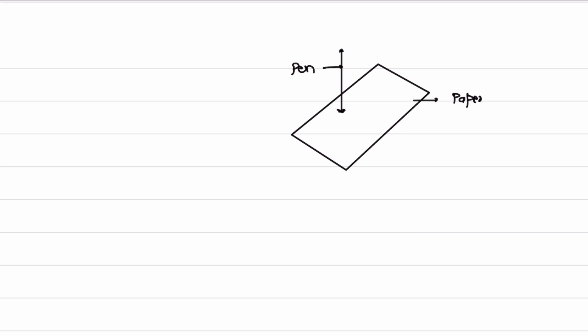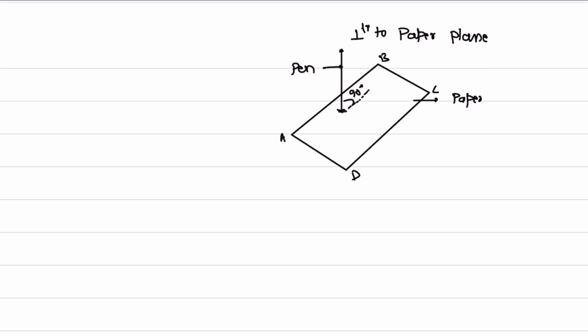As far as the angle, this pen is perpendicular to the paper plane. This is the paper, an A4 size paper you kept on the table. I am seeing an isometric view. Then you are writing with a pen. The pen is perpendicularly held, and this angle is 90 degrees. The angle between the pen and the paper is 90 degrees.